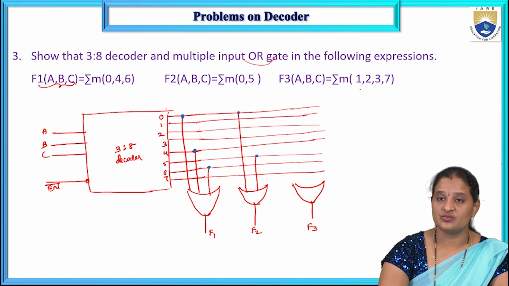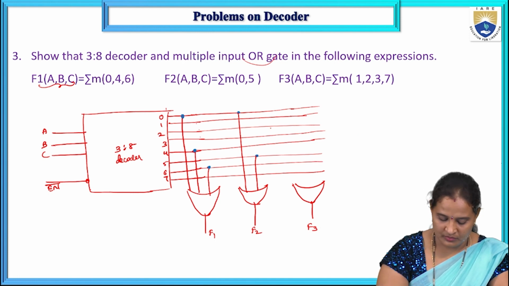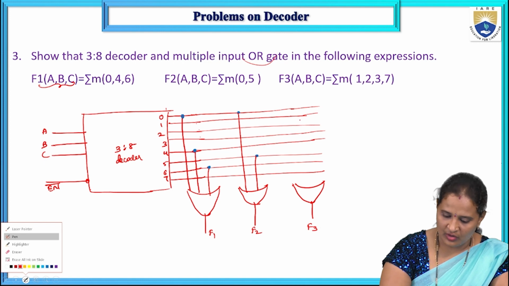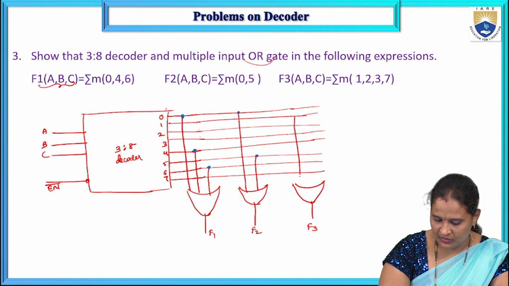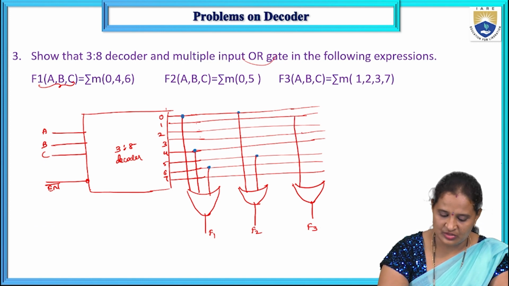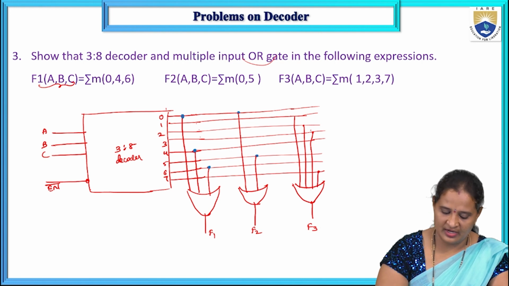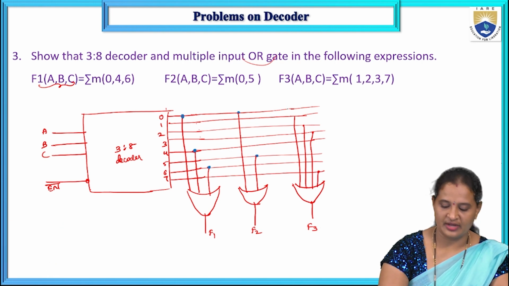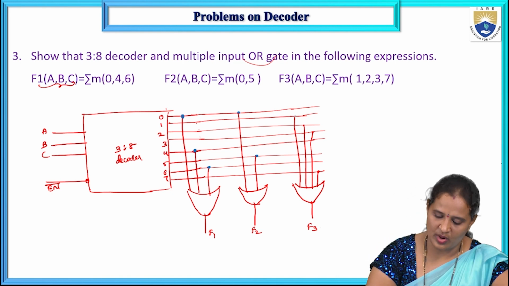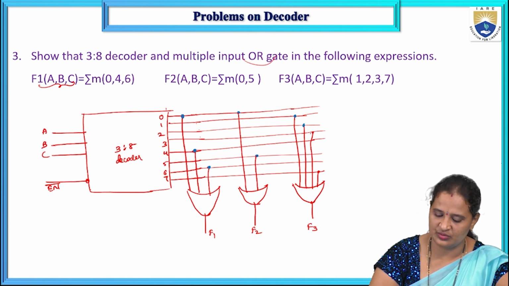Okay. Coming to this one. 1. Next, 2. 3. And 7. Right. So now I am providing the connections here. Like 1 is there, 2 is there, 3 is there, and 7 is there.